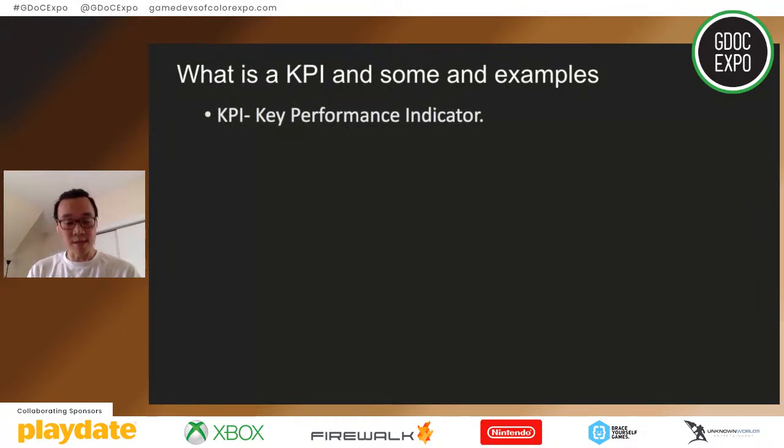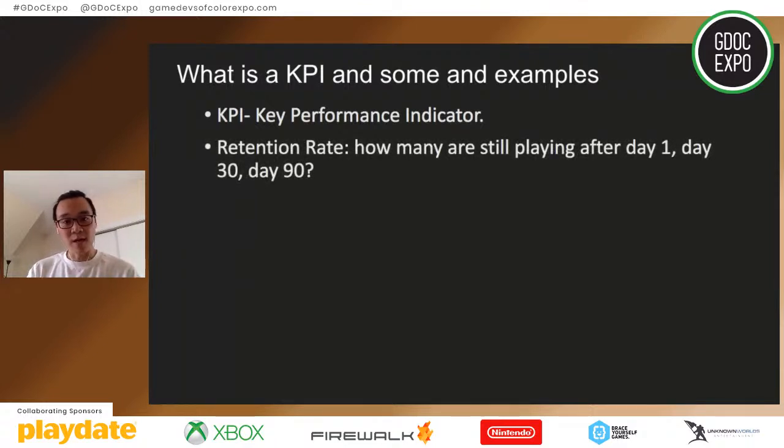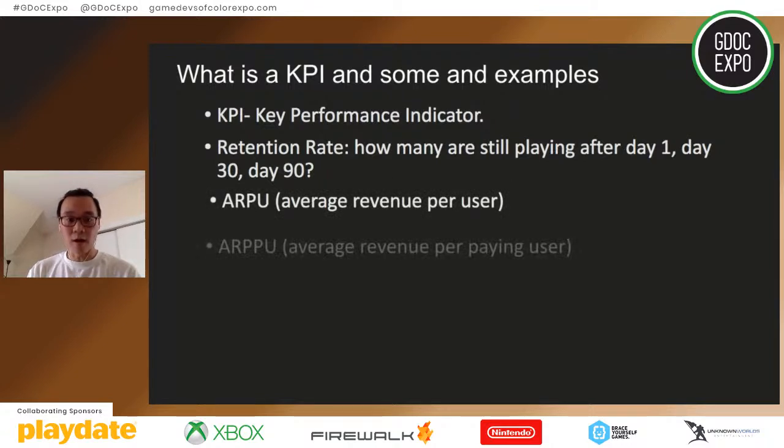What it does is it tells you a specific thing about your game at a specific frame of time. So for example, you might hear something like retention rate. So day 1 retention is how many people are still playing after day 1. Day 30 is 30 days later, how many people from that cohort are still playing, and day 90, and so on and so forth. Some other very common KPIs you're going to hear being thrown around in business speak is ARPU, average revenue per user, and ARPPU, average revenue per paying user.